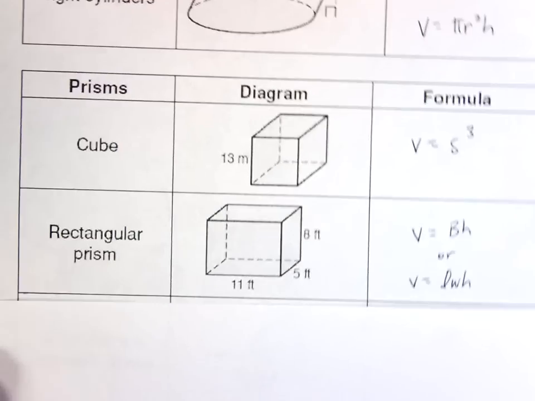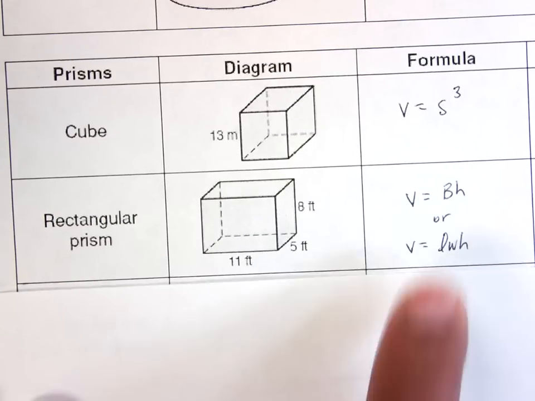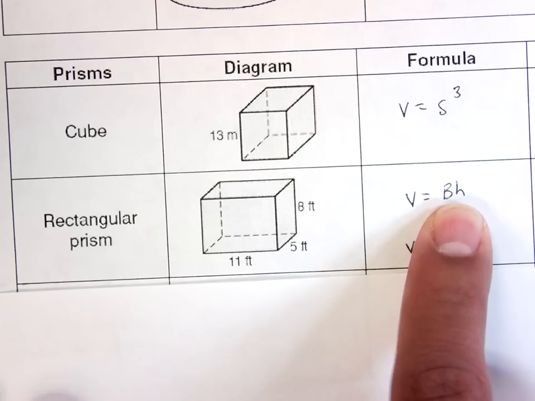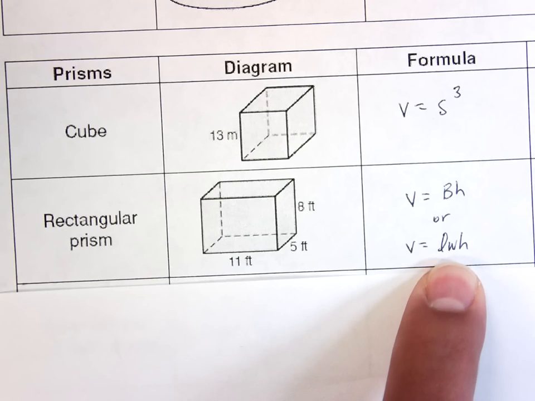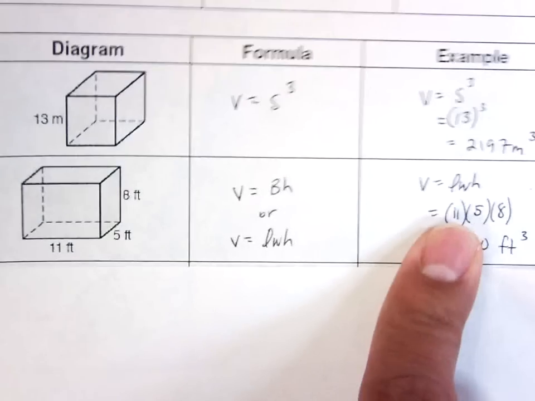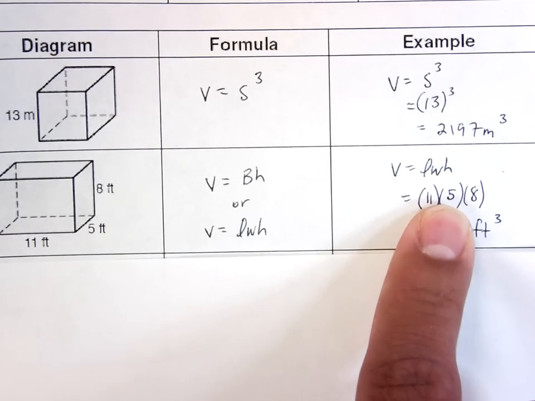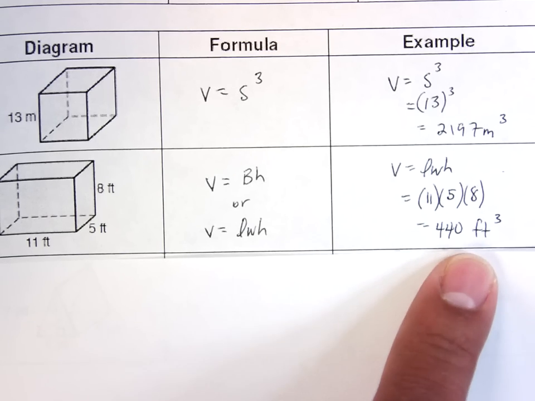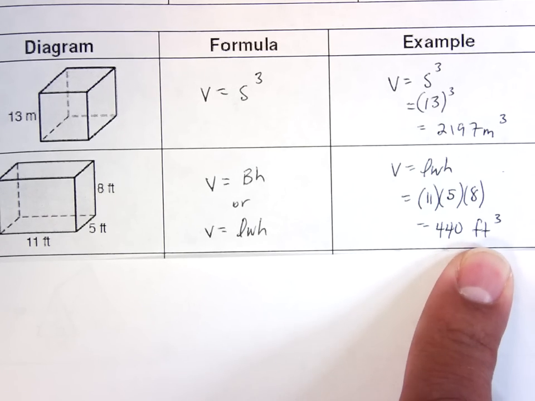All right, rectangular prism. The formula, volume is equal to, again, big B times H, where big B is the area of the base. But because it's a rectangle, I can just do length times width, because the area of a rectangle is length times width. So to get the volume here, volume is equal to length times width times height. In this one, it would just be 11 times 5 times 8, which would be 440 feet cubed.